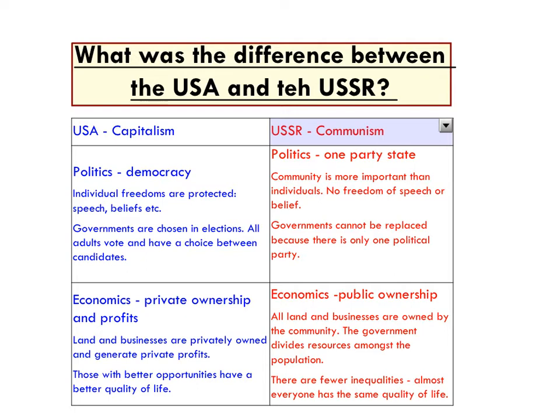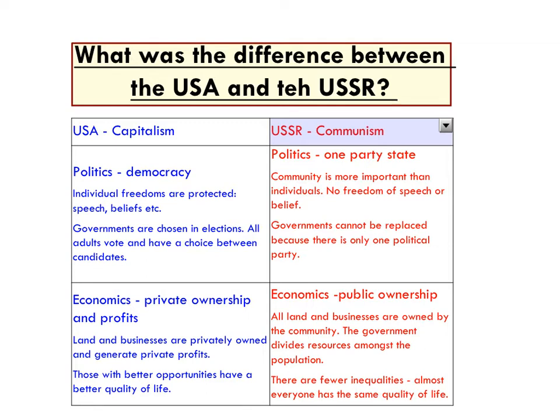However, in a communist system, the politics is a one-party state. When there's only one party, individuals don't get a choice about the party that governs them, because that party has ultimate power and is always in government. So even when there are elections, they're sort of fake elections that don't really mean anything, because you can only choose between representatives from one party. In a communist state, the party supposedly governs for the good of the whole people. And therefore, community is more important than individuals. So the idea is that the party protects the community, whereas in a democracy, individuals protect themselves.